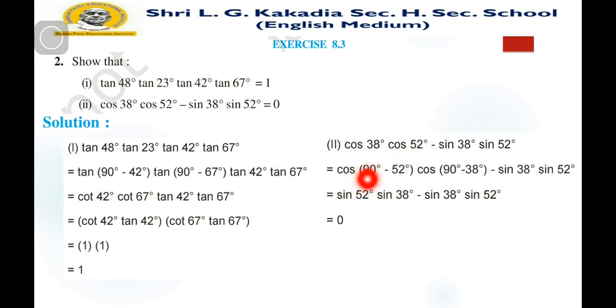Let cos(90 - 52) and cos(90 - 38), that is sin 38 and sin 52, minus sin as well. So here it is sin 52 into sin 38, so we can subtract and put it as 0. So by this way, using this method we can find or prove such equations.